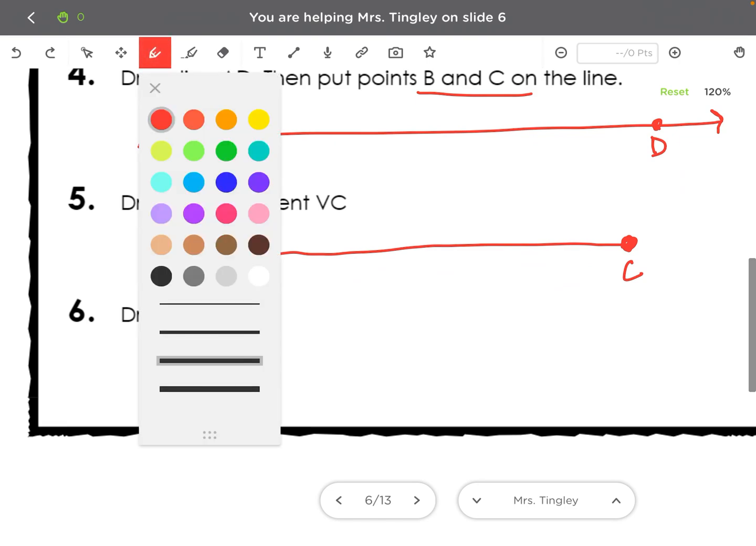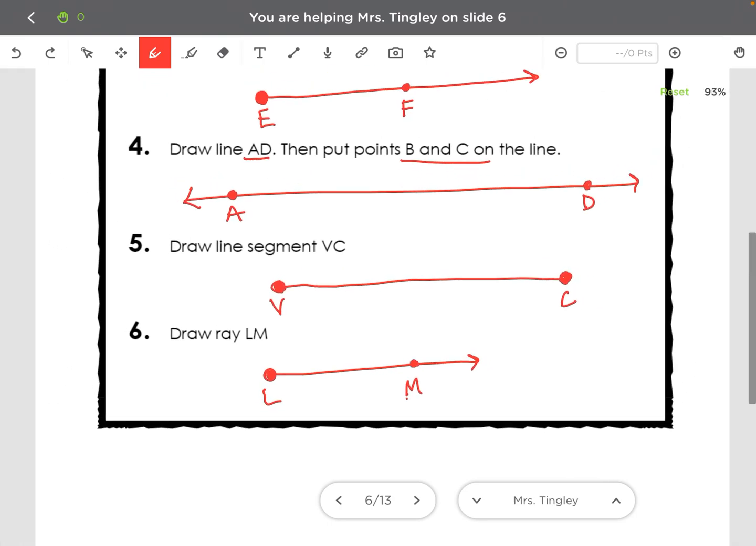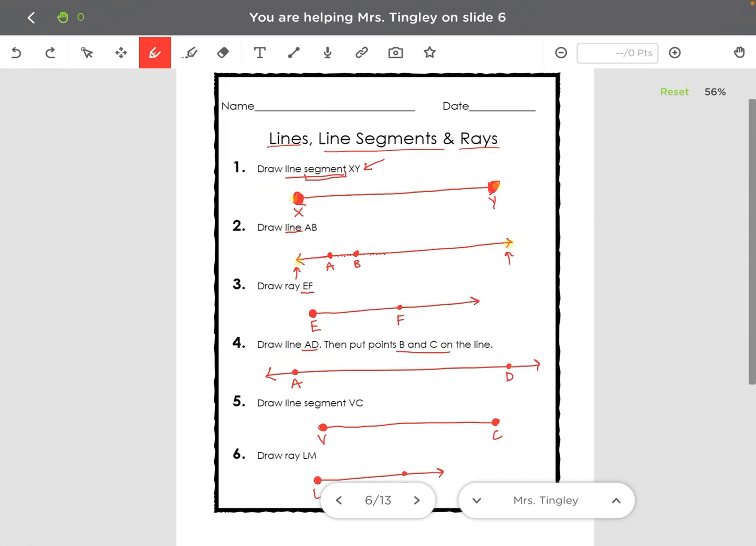And finally, draw ray LM. Rays have a starting point and then continue on forever. Starting point L. We can add the ending point anywhere on that line for M. Make sure that you have all of these lines, line segments, and rays.